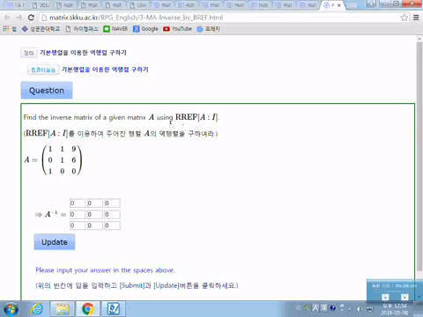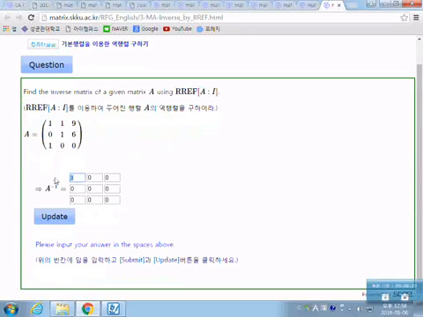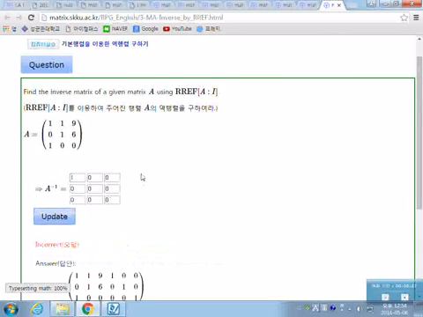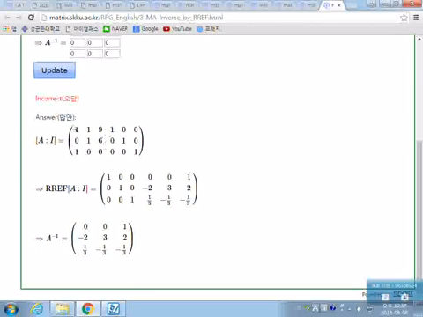And here is RREF of [A | I]. With this method we can also check whether A is invertible or not. We can check like this way. It shows the process of how, if the matrix is invertible, we can get the inverse matrix this way, and here it shows the detailed process of how we get it.